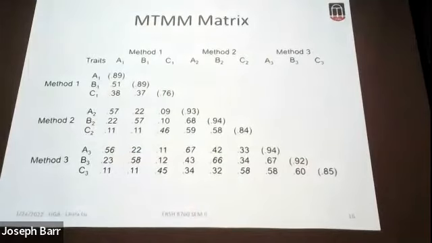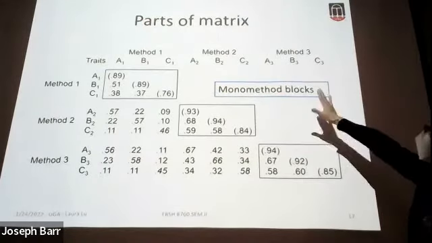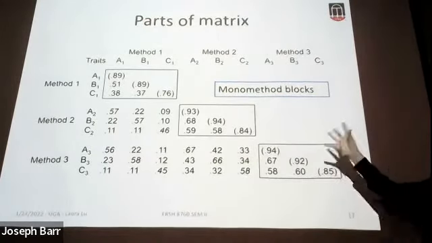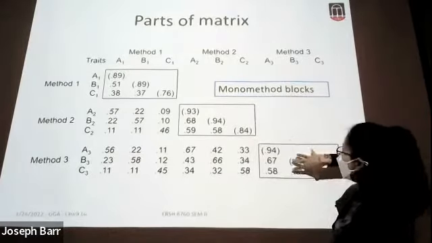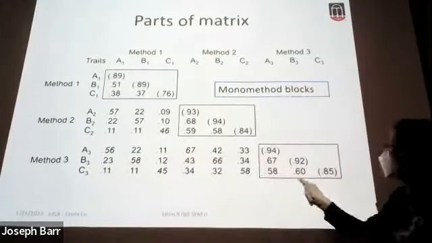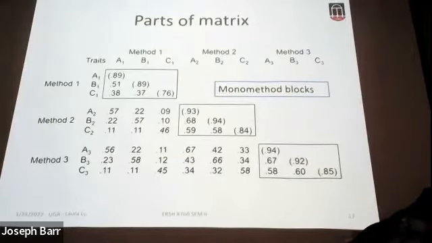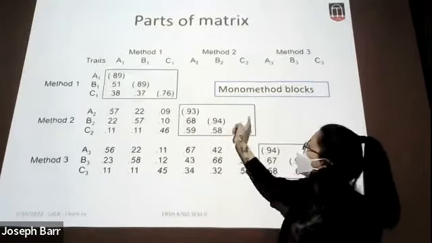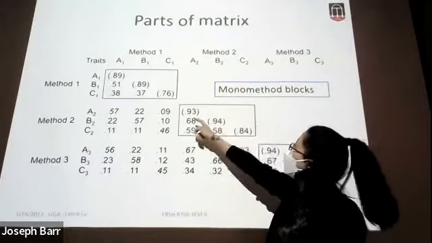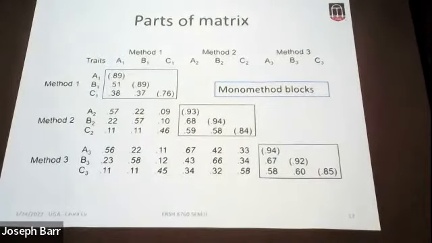So I just simplified that table here. Let's look at these 3 blocks. These are called monomethod blocks, because all of these are from the same method. This block is the correlation from method 3. This block is the correlation of the observed variables from method 2. This is from method 1.